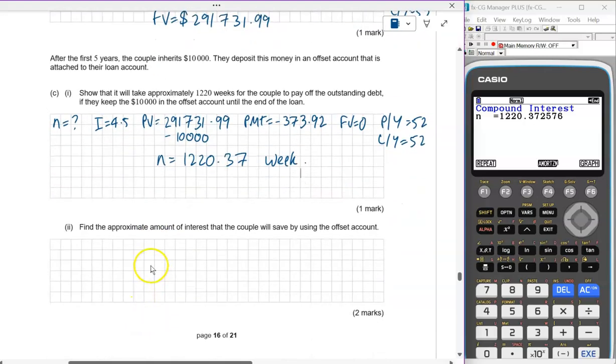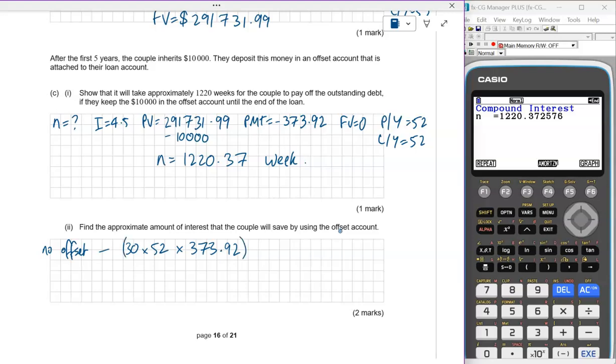The next part says to find the approximate amount of interest that the couple will save by using the offset account. So in this type of question, you want to work out the total cost for each option. So with no offset, they were making weekly payments for 30 years. So 30 times 52 of $373.92. Okay, so that's the total cost with no offset.